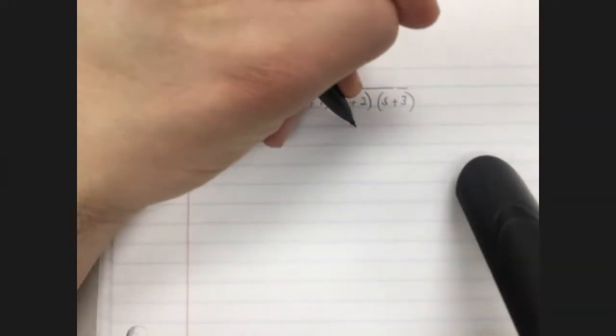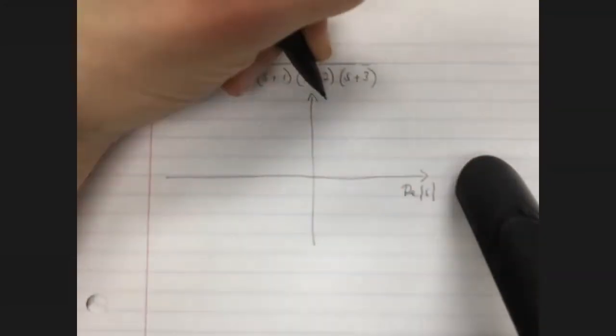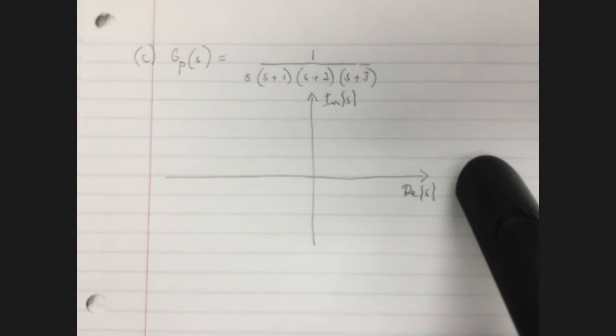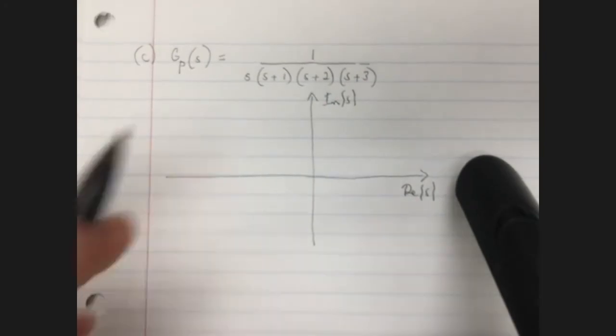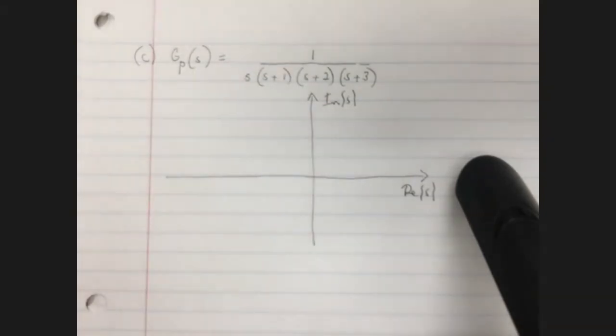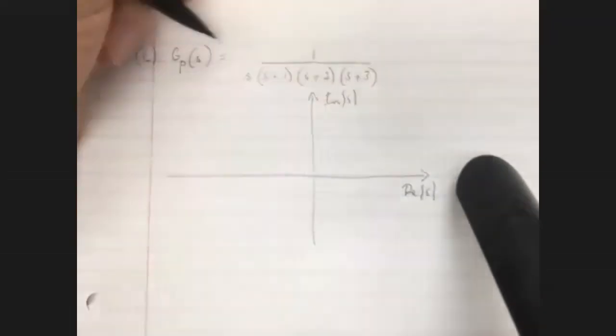So let's get this going. As usual, real part of S and imaginary part of S, my horizontal and my vertical respectively. I mark my poles with an X, zeros with a circle. Here I don't have any zeros, but I do have 4 poles at 0, -1, -2, -3.